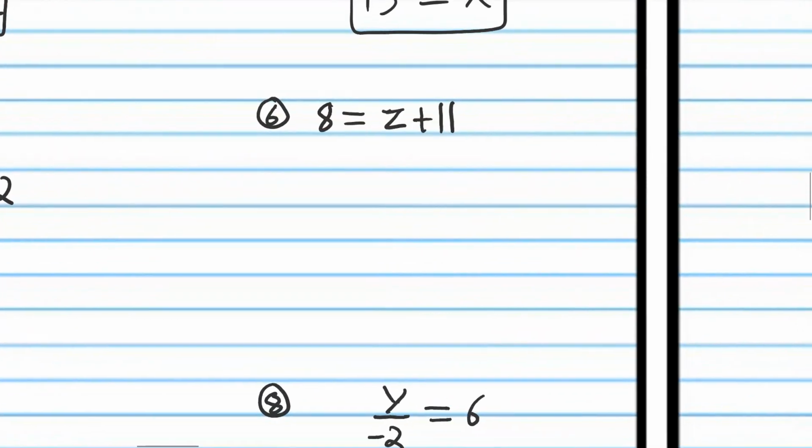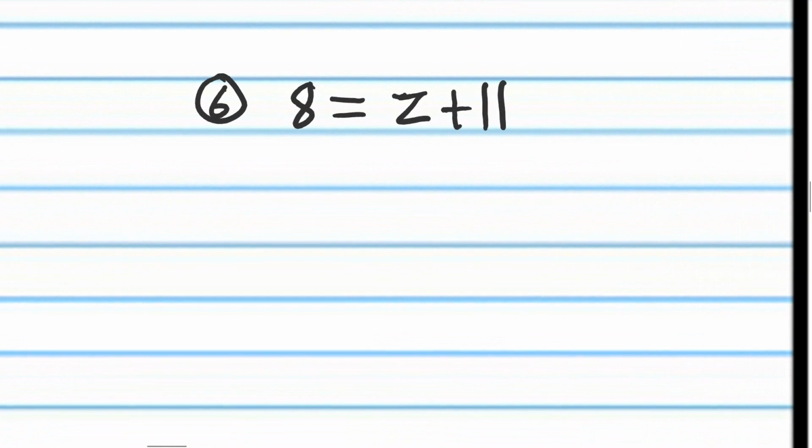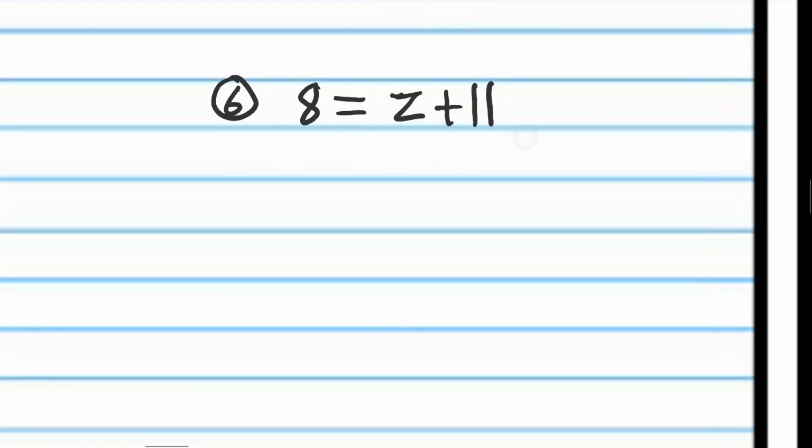All right, on to number 6. What is the first step? You tell me. If you said rewrite the equation, you were correct. What is the second step? If you said isolate the letter, the variable, you were correct.